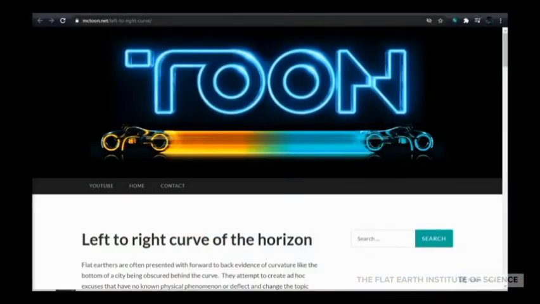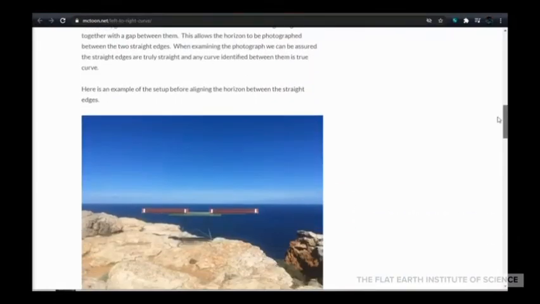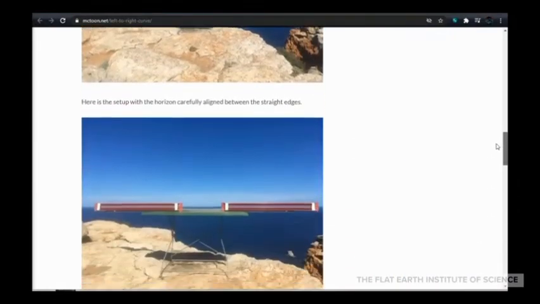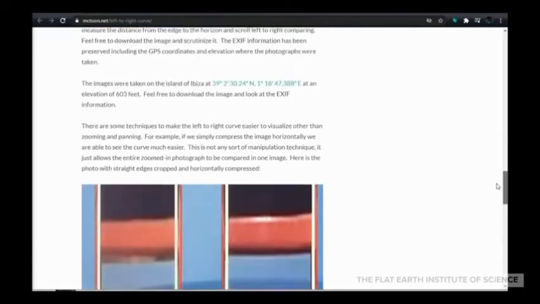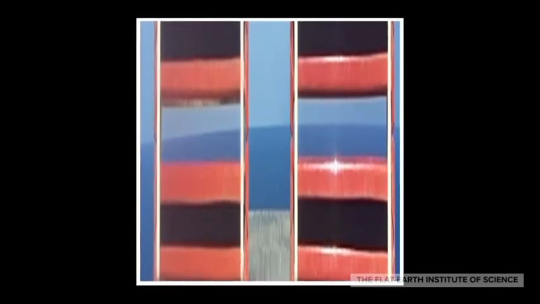Alright, here we are back at his website. I'll go ahead and scroll down here. There's his image. There we are a little bit more zoomed in. And this is where he has compressed his image horizontally. And lo and behold, we can see curvature. Here, I'll do the same thing for you so you can see what he did.